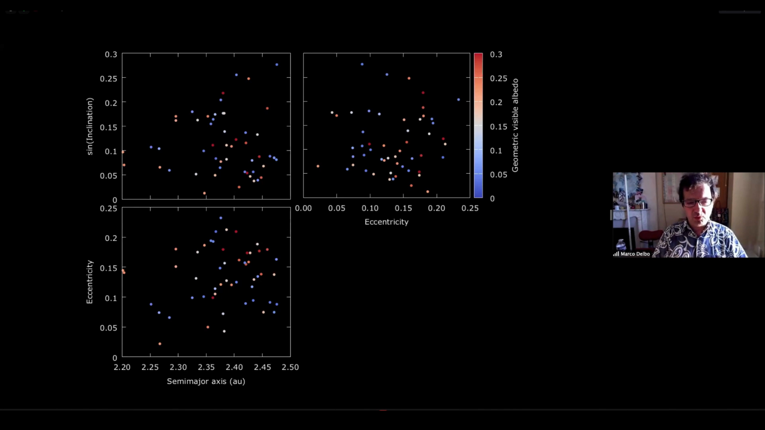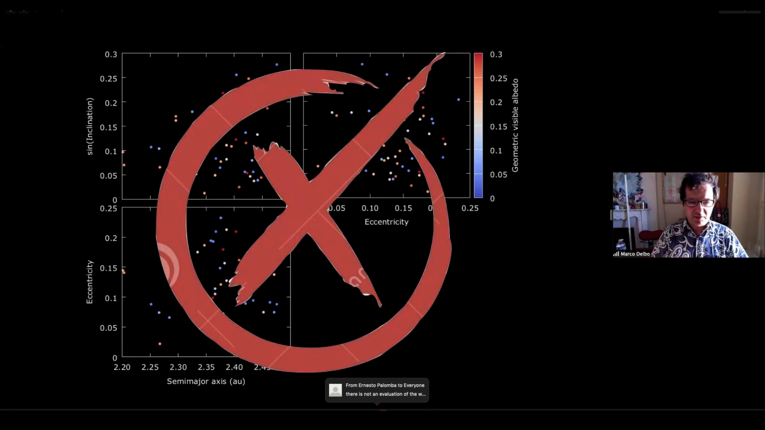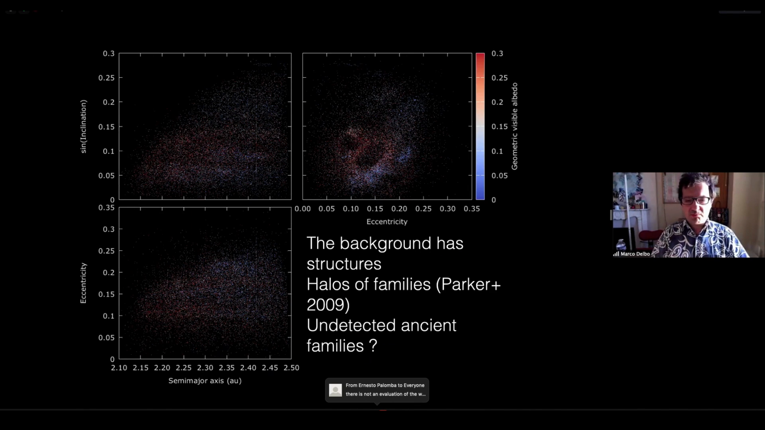And so once we remove the collisional products, we should see the original asteroids. But unfortunately, it's not what we see. We see something else that is more like this. We see a crazy background that has a lot of structure. These are halos of families that were first identified by Alex Parker and co-authors in 2009. But what are they? Are these very small planetesimals?